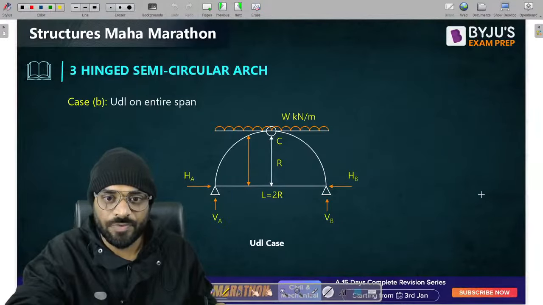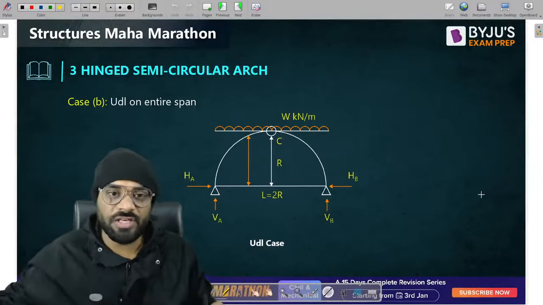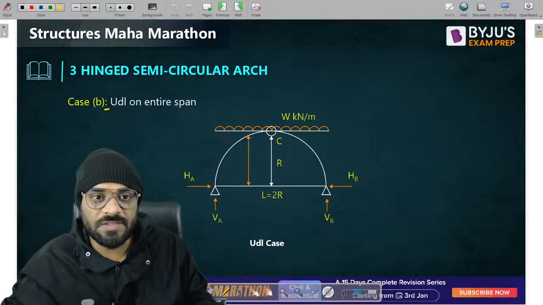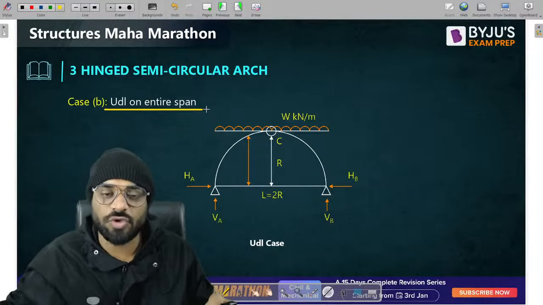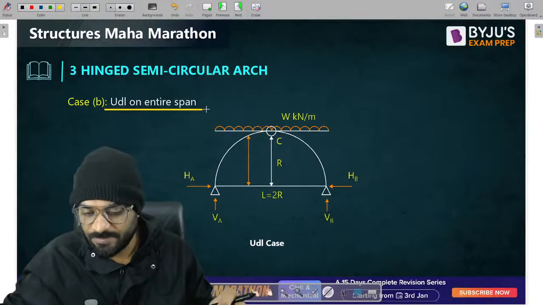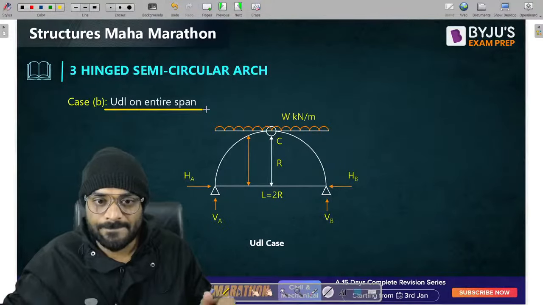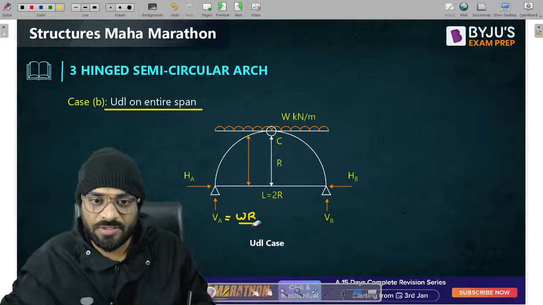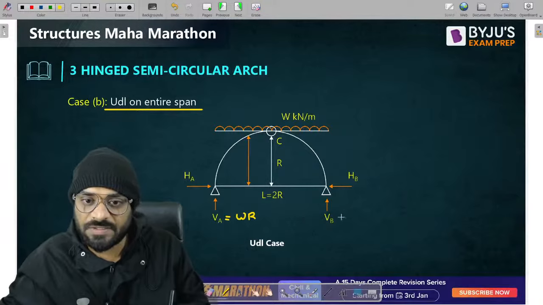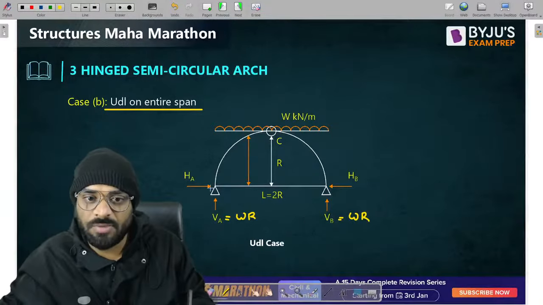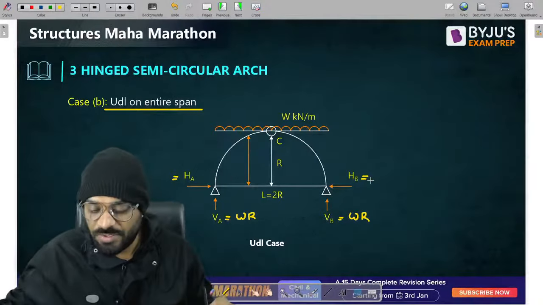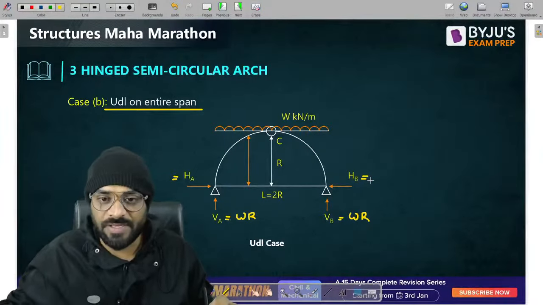Okay. If we have a UDL on the entire span in the case of a 3-hinge semicircular arch, then what should be your answer? Tell me, guys. This is WR, and this is again WR. But what is the value of HA and HB? Tell me, guys.